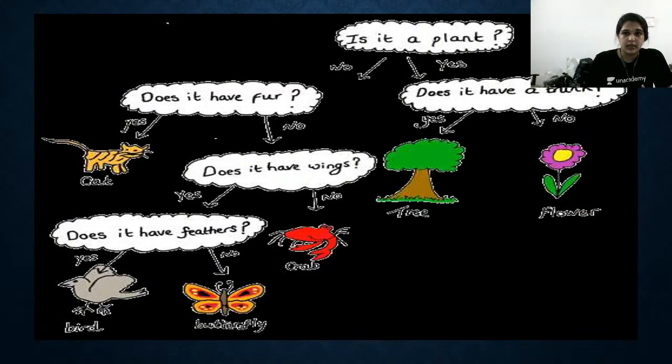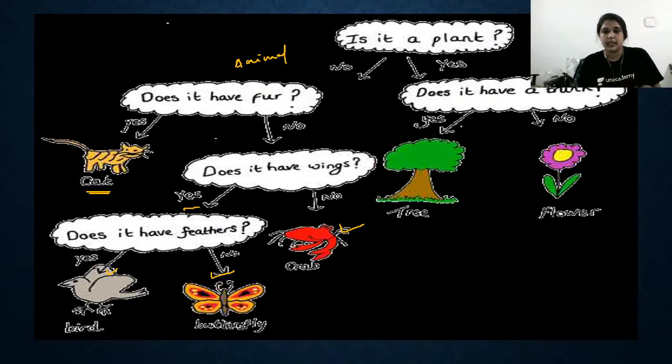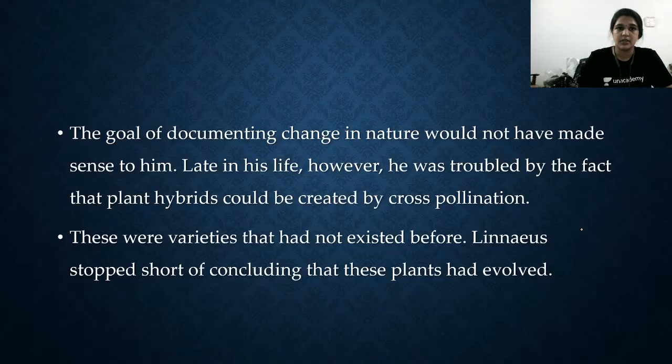So how does he do it? Is it a plant? No. If it is not a plant, then he brings it into the animal concept. Then, does it have fur? Yes, maybe it can be a cat. Does it have wings? Yes, then it can be a bird or a butterfly. If no, it can be any other organism. If it is a plant, it can be a tree. If it has a trunk, it is a tree. If not, it is a flower. This is how he is analyzing and bringing in this classification.